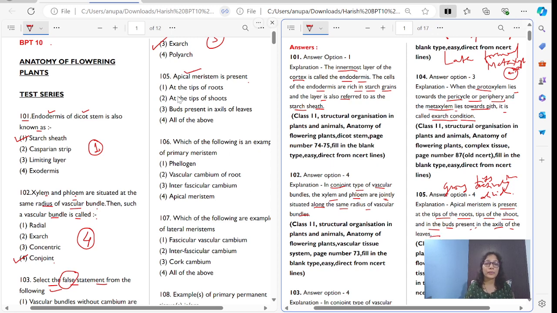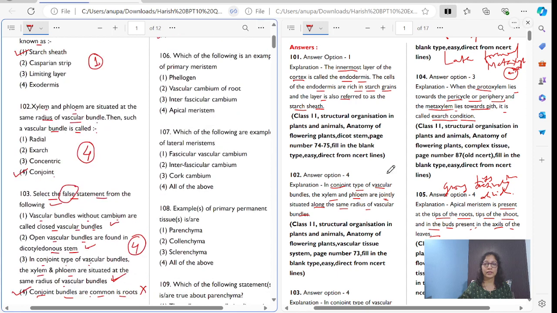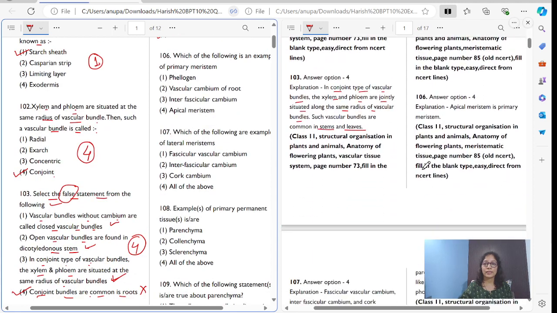So let's see the options. The options are at the root, at the tips of root. This is the correct option. At the tips of the shoot, this is also the correct option. Buds present in axil of leaves. The buds which are present in the axil of leaves, the apical meristem is also present there. So the answer for this question will be all of the above. Means option number 4 is the right answer. Now let's move to the next question, that is question number 106. Question number 106 states that which of the following is an example of primary meristem?